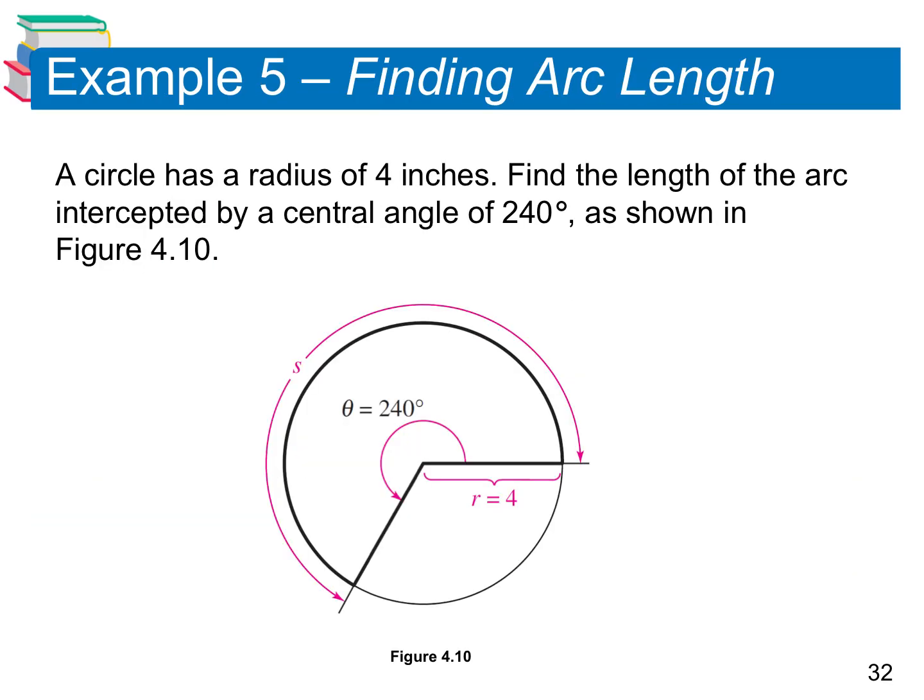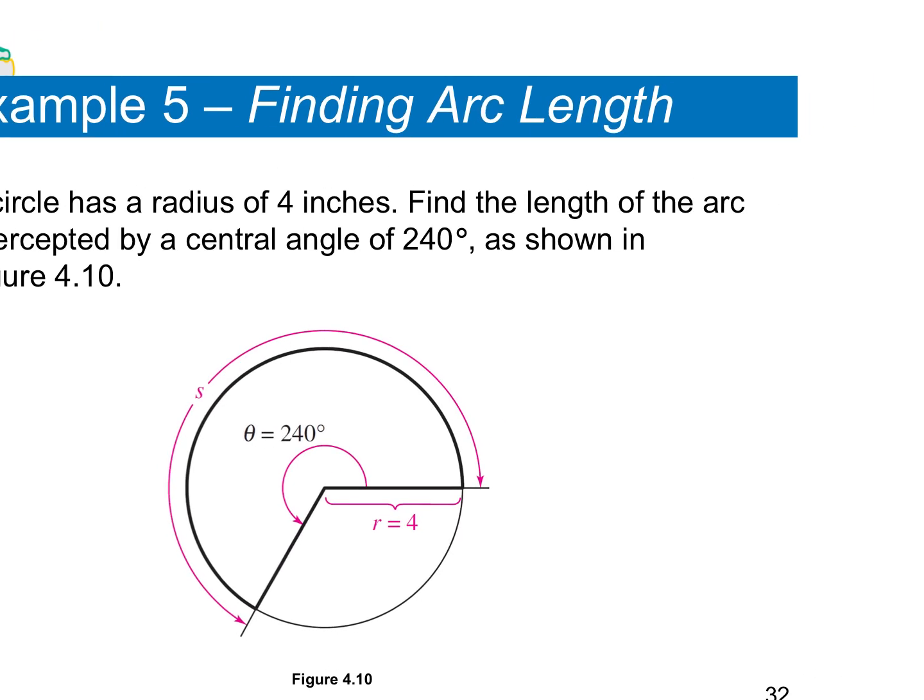So looking at example 5, a circle has a radius of 4 inches. Find the length of the arc intercepted by a central angle of 240 degrees as shown in the figure. So we're going to find the arc length with our formula S is equal to R times theta. So we're looking for S, the arc length. What's our R? What's the radius? 4. Perfect. And what's our theta?